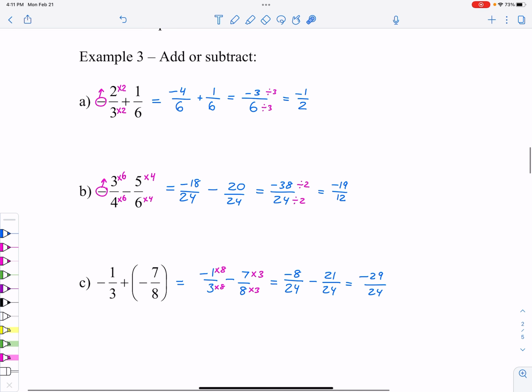So this is adding and subtracting if I have different denominators.